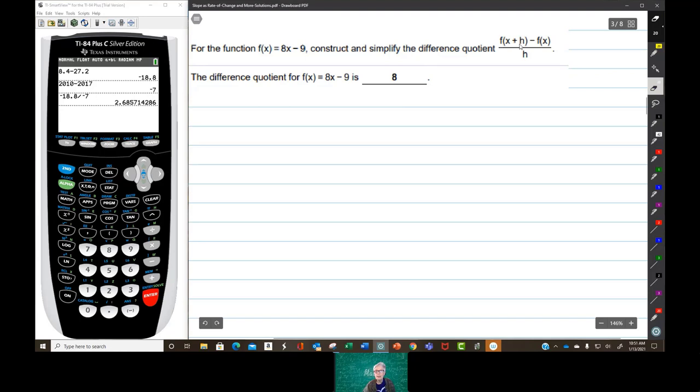This is called the difference quotient. What H is, if you're interested, H is a very, very small number. Often it's that number in the sciences. But H can be a really small number like this.